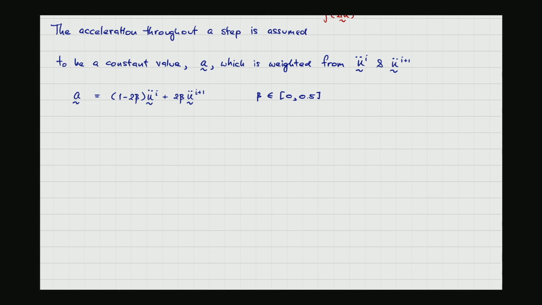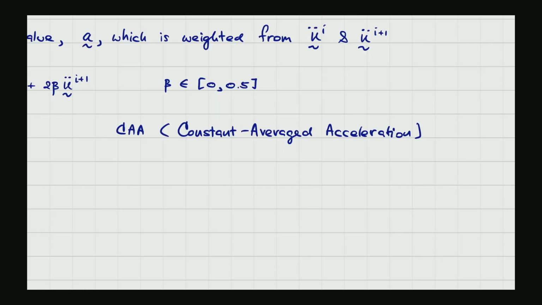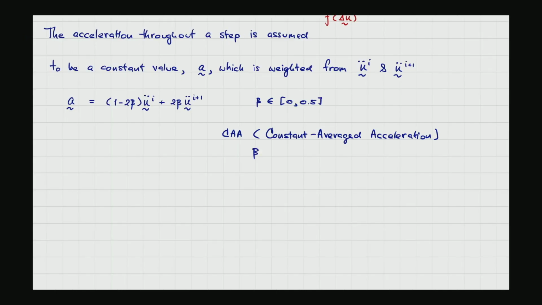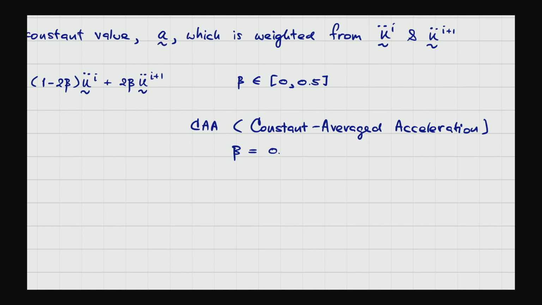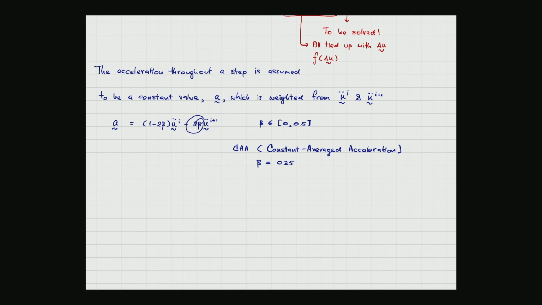If it is the constant average acceleration, the beta has to be constant and average. The sense of average means it is half and half influence from the step i and step i plus 1. So beta is 0.25. Then you get 0.5 here, and 0.25 here. Turns out that the whole thing is 0.5. So you have half and half of the step before and the step after, right?